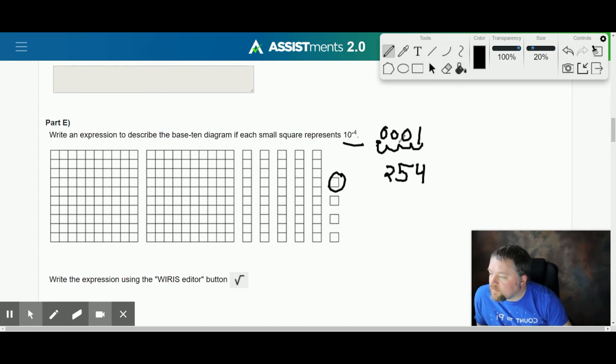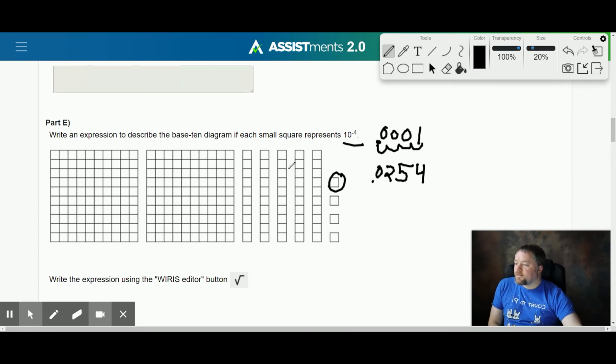Now we need 3 zeros, and we've only got 2 digits in front of that 4. So now we need another one of those. This should be 0.0254.